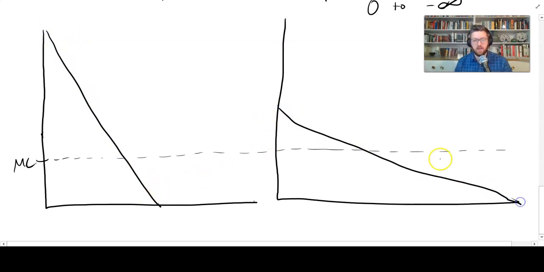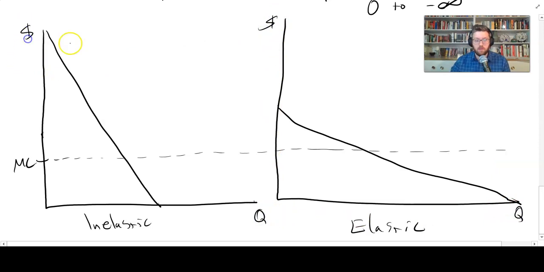Okay. So this is our elastic, and here's our inelastic. Okay, both times Q. And in each case, we can get a decent estimate by finding the halfway point on this axis and drawing a marginal revenue curve, which is going to look the same but with twice the slope. Somewhere like here. And where marginal revenue crosses marginal cost, that tells us the quantity.